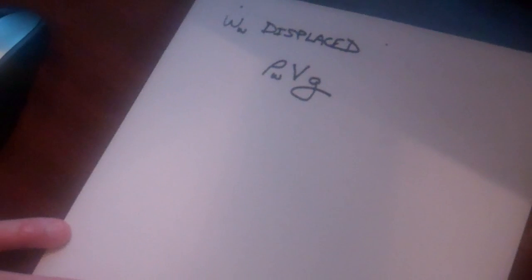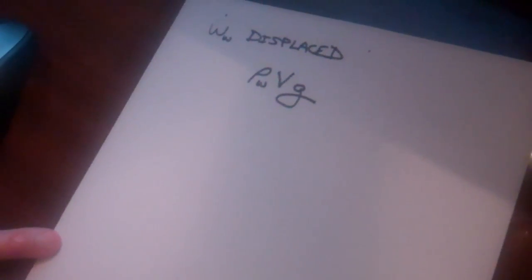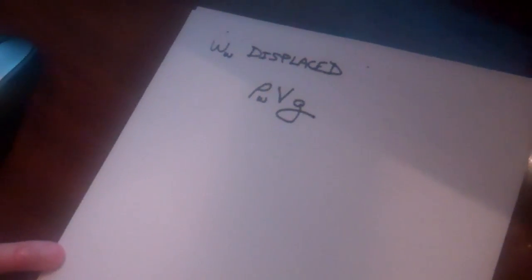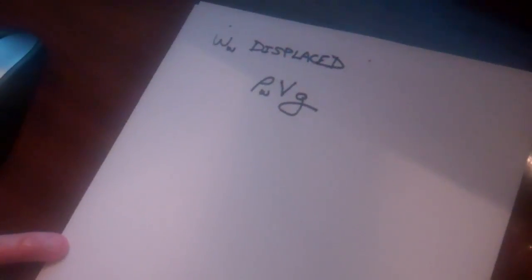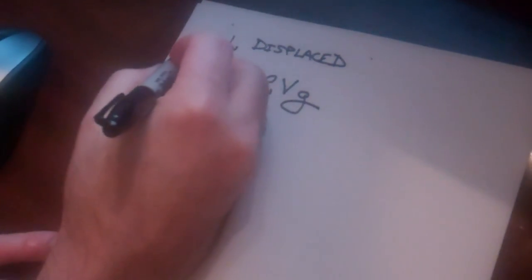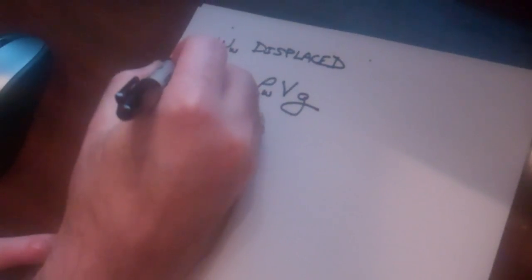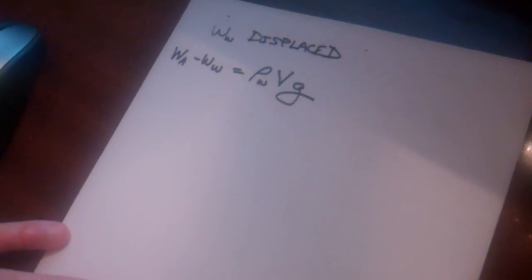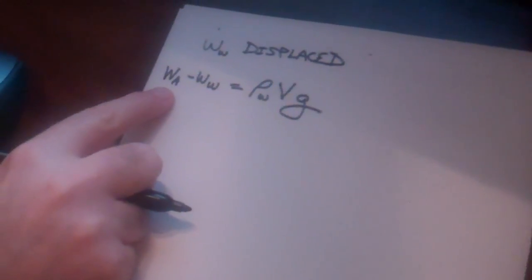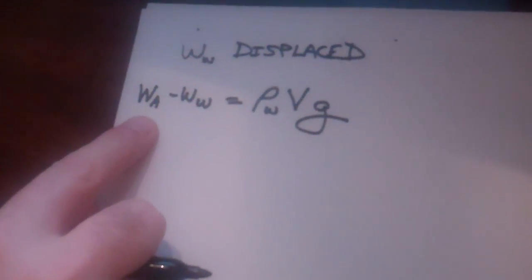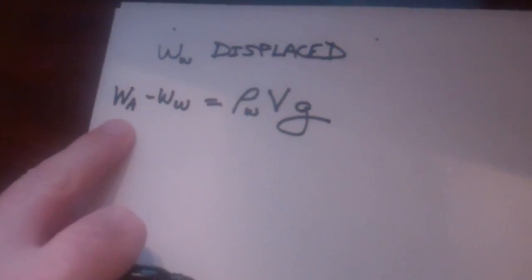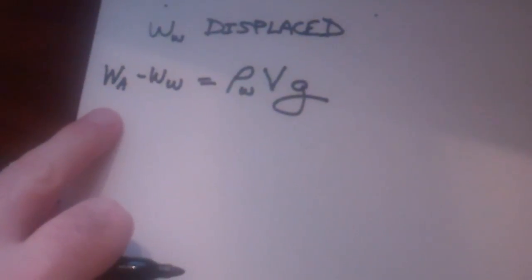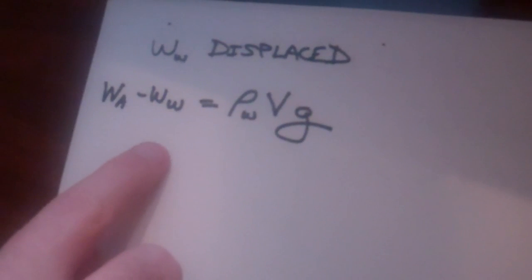So now we know that the weight, the buoyant force, is going to be equal to the weight of the object in the air minus the weight of the object in the water, and it's going to be equal to that force. That's Archimedes' principle right there. Now, if this is a positive number, somehow this is going to determine whether it sinks or floats. We'll have to figure that out as we go along.